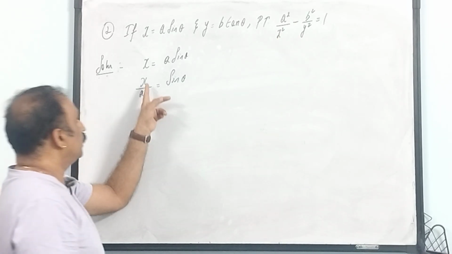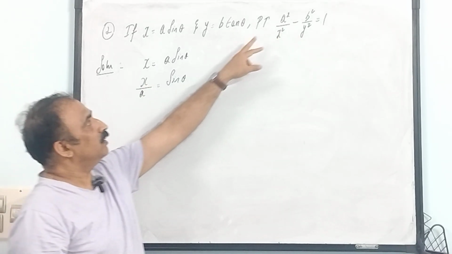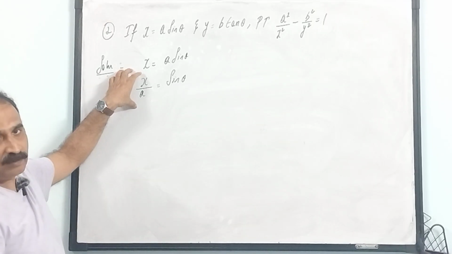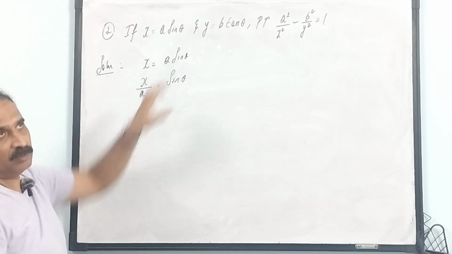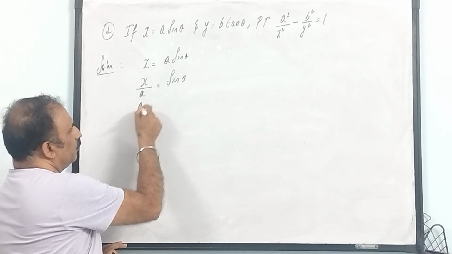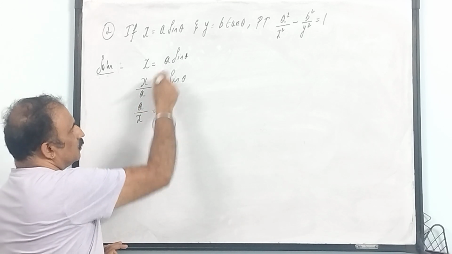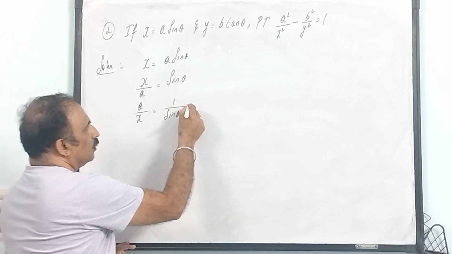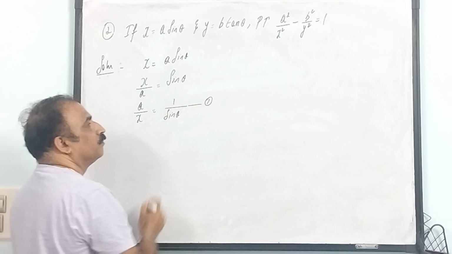But I've got a value here as x by a. So to convert it as a by x, I'll have to reciprocal it. So if I reciprocal LHS, RHS should also be reciprocal. So I reciprocal this, it becomes a by x. This gets reciprocal, so it is going to be 1 by sine theta. This we'll call it as 1.